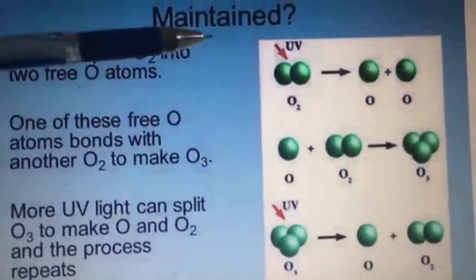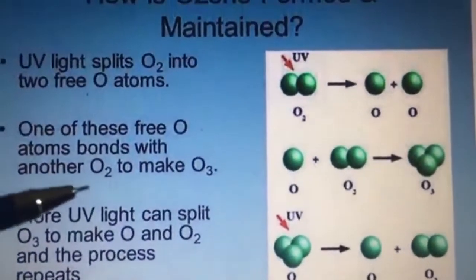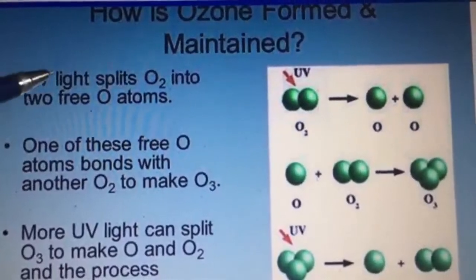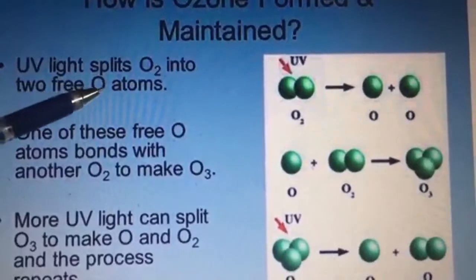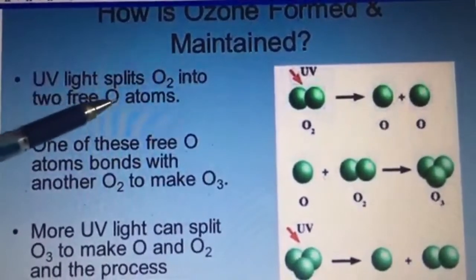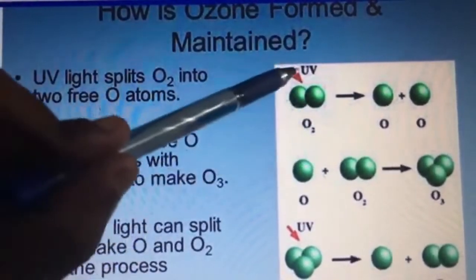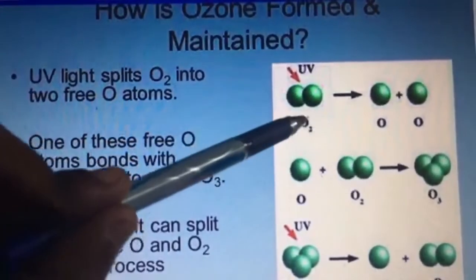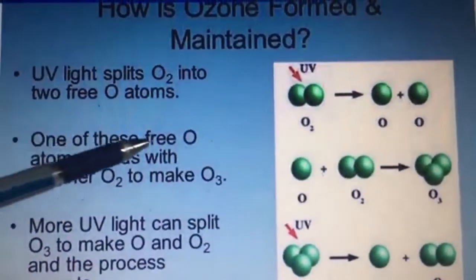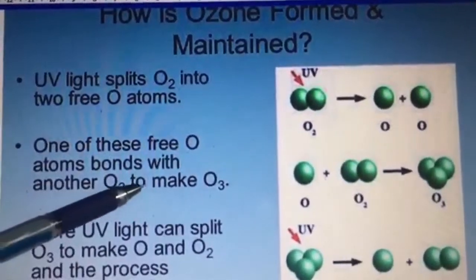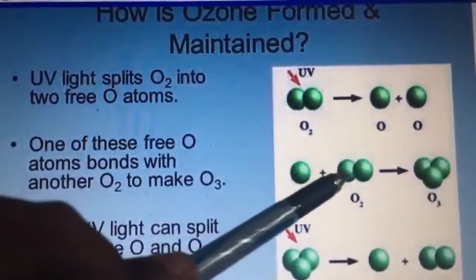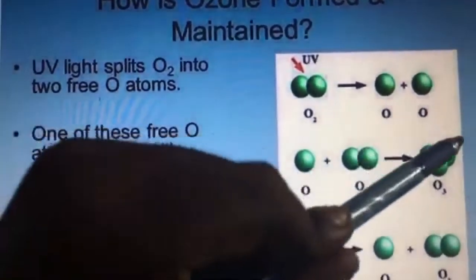Now, how is ozone formed and maintained? UV light splits oxygen into 2 free oxygen atoms. Here oxygen molecules are there. The UV rays enter the earth's atmosphere and split the oxygen molecules into free oxygen atoms. One of these free oxygen atoms binds with another oxygen molecule to make ozone. Some amount of oxygen molecule is already there, and it fuses with the free oxygen atom and forms O3. Like that, ozone is formed.